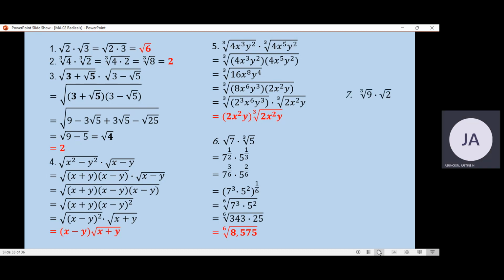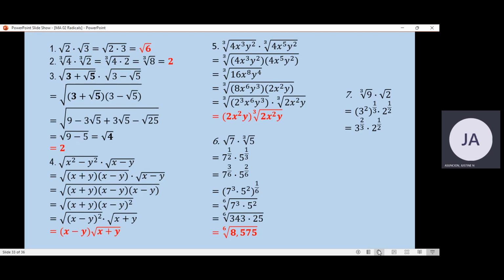Next one. The cube root of 9 times the square root of 2. So again, here in this case, we have the index of 3 and the index of 2. Okay, so we need to use the fractional exponent here. So that's 9, which is 3 squared, and then since we have cube root, that's 1 third. 3 squared raised to 1 third, and then 2 raised to 1 half. Okay, so we have 3 raised to 2 thirds times 2 raised to 1 half.